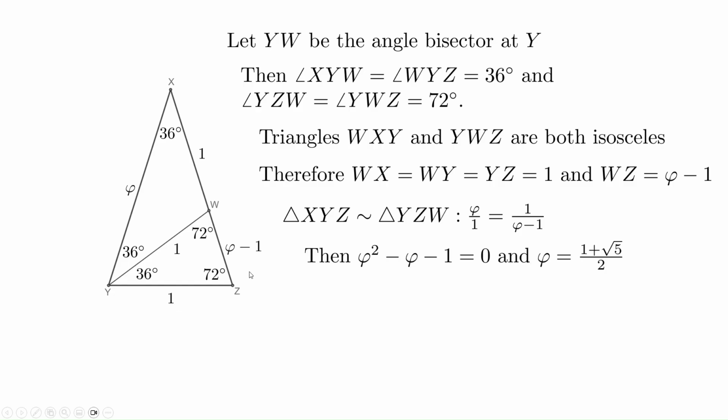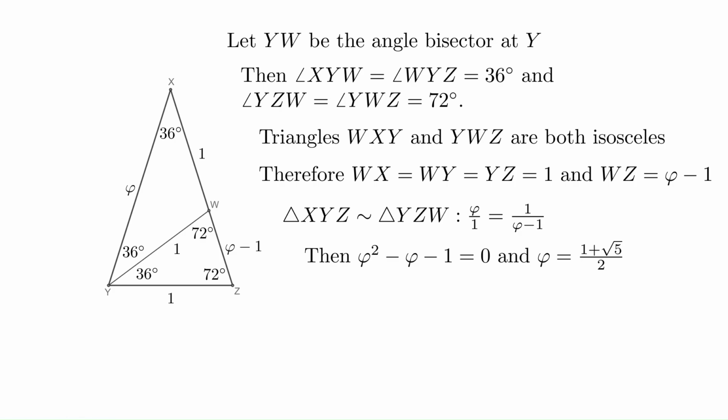Then we have a quadratic equation in phi: phi squared minus phi minus 1 equals 0. It has two solutions, one positive and one negative. The positive one is the real value for phi. Indeed, it is the golden ratio, 1 plus root 5 divided by 2.